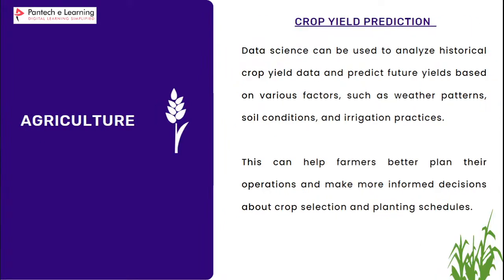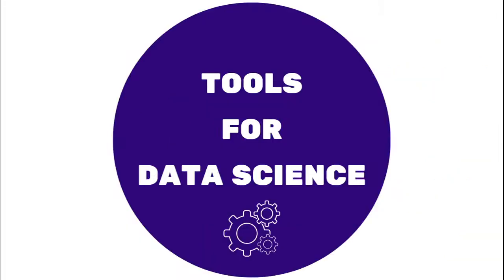Then crop yield prediction. Data science can be used to analyze historical crop data and yields, and predict future yields based on various factors such as weather patterns, soil conditions, and irrigation practices. This can help farmers better plan their operations and make more informed decisions about crop selection and planting schedules and so on. If these applications are clear, please post yes or no, or any doubts.